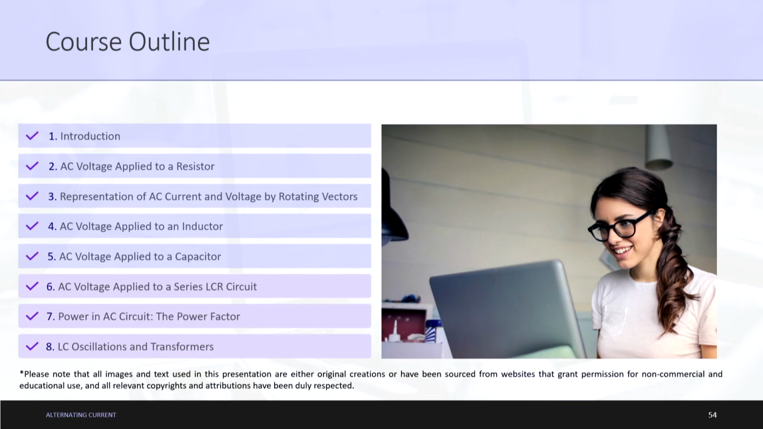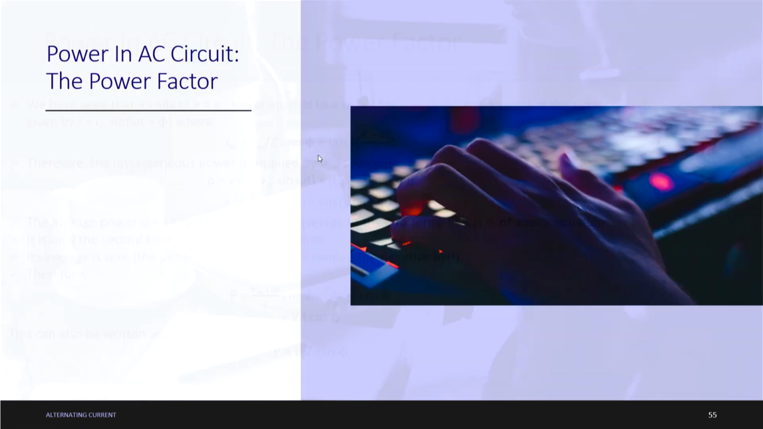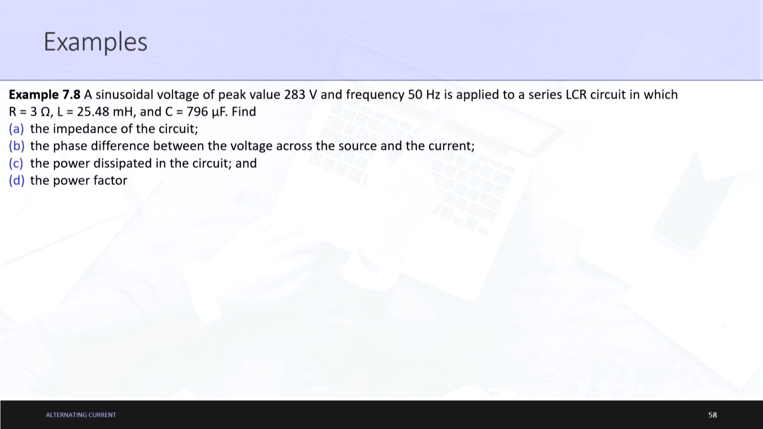Currently we are in the 7th topic here, which is power in AC circuit, the power factor. After this is done, we can move on to the final two applications, which are LC oscillations and transformers. So, power in AC circuit, the power factor. These things have already been explained. Let's move on directly to the example given here.